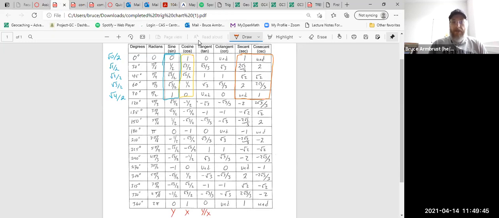So see all the ones that are in the yellow? If I take 1 and I divide it by these, 1 divided by 1 is 1. 1 divided by half is 2. 1 divided by 0 is undefined. 1 divided by root 2 over 2 is root 2. All right, but you can get the secant column just by taking the reciprocal of the cosines. And you get cosecant by doing the same thing with the sines.